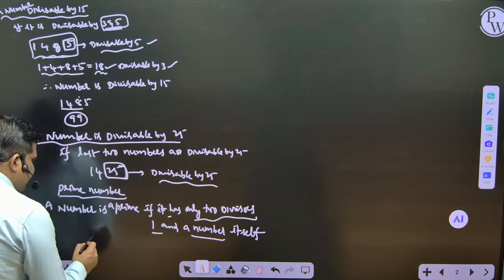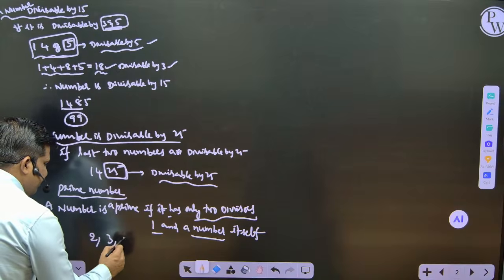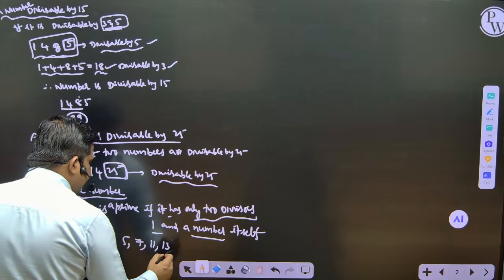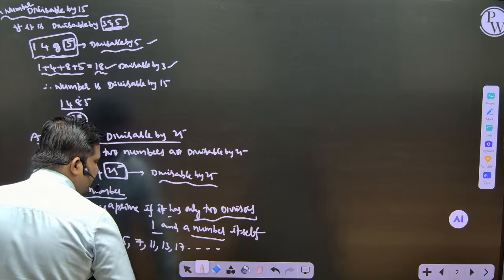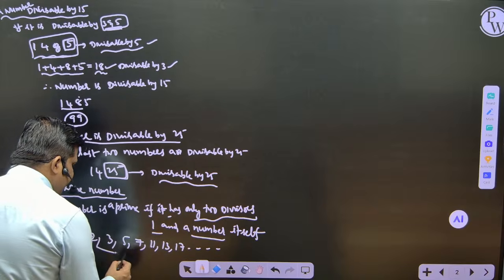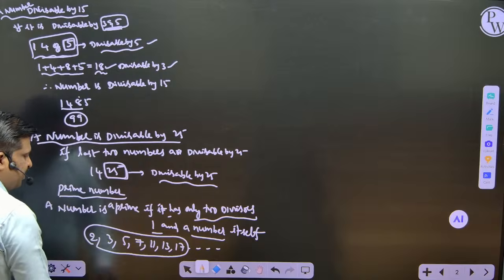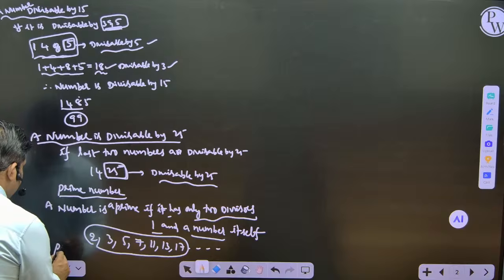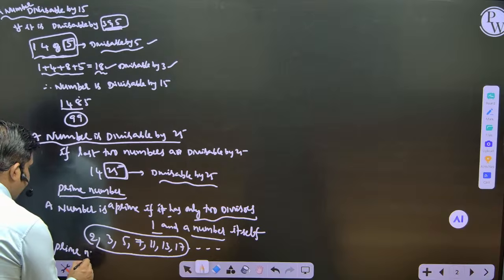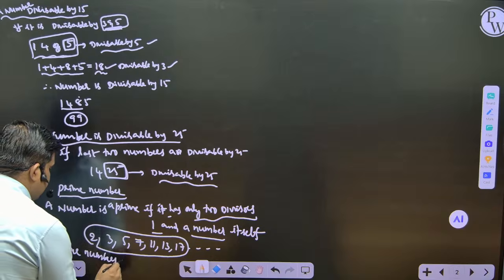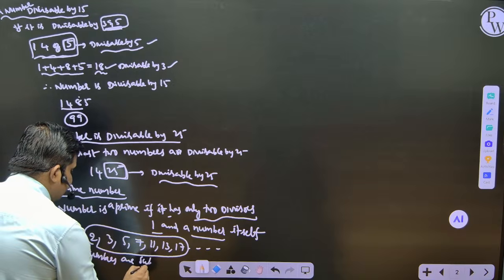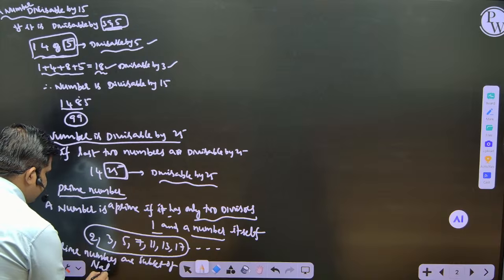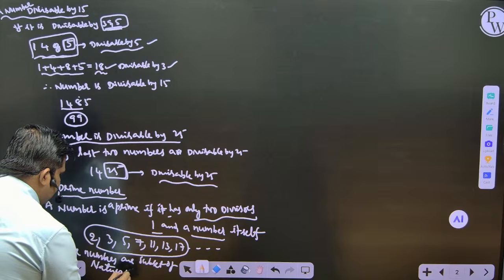So what are those prime numbers? 2, 3, 5, 7, 11, 13. These all are prime numbers. But these prime numbers are a subset of the natural number set. Prime numbers are a subset of natural numbers.